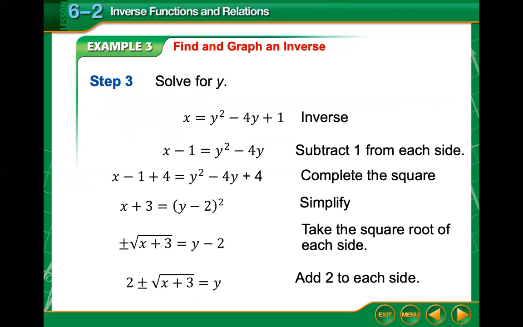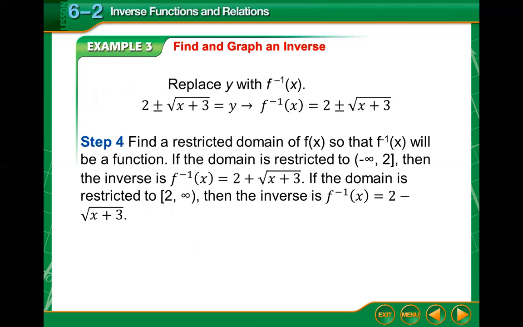And when we do that, we'll find that y equals 2 plus or minus the square root of x plus 3. And as usual, pause the video as needed. Our last step, of course, is to replace y with f to the negative 1 of x.